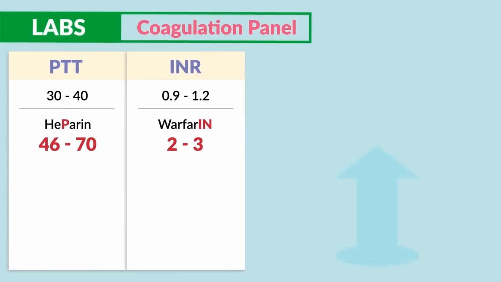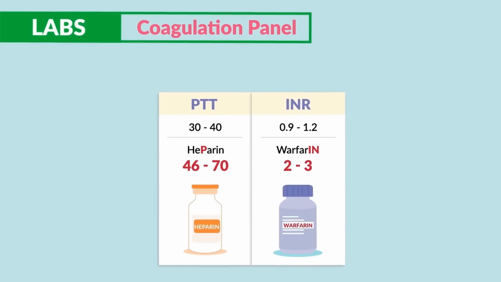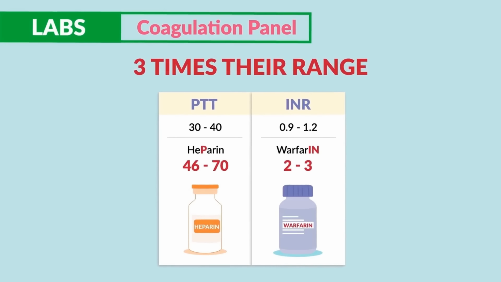Now for both PTT and INR, we should never be more than these max ranges. Or key term here on the NCLEX, it should never be 3 times their range or 3 times their normal range. So write that part down. I saw it a few times on various question banks.